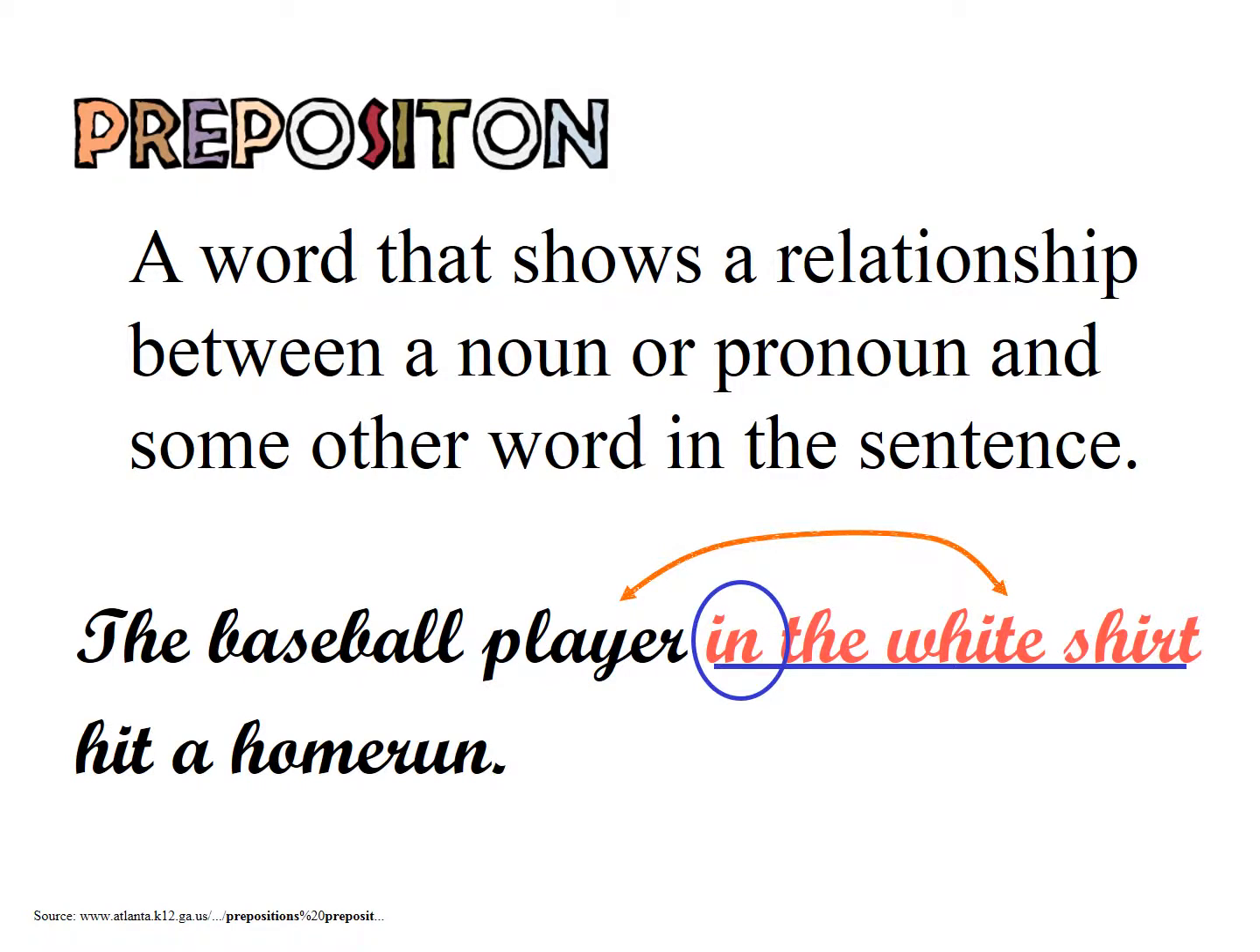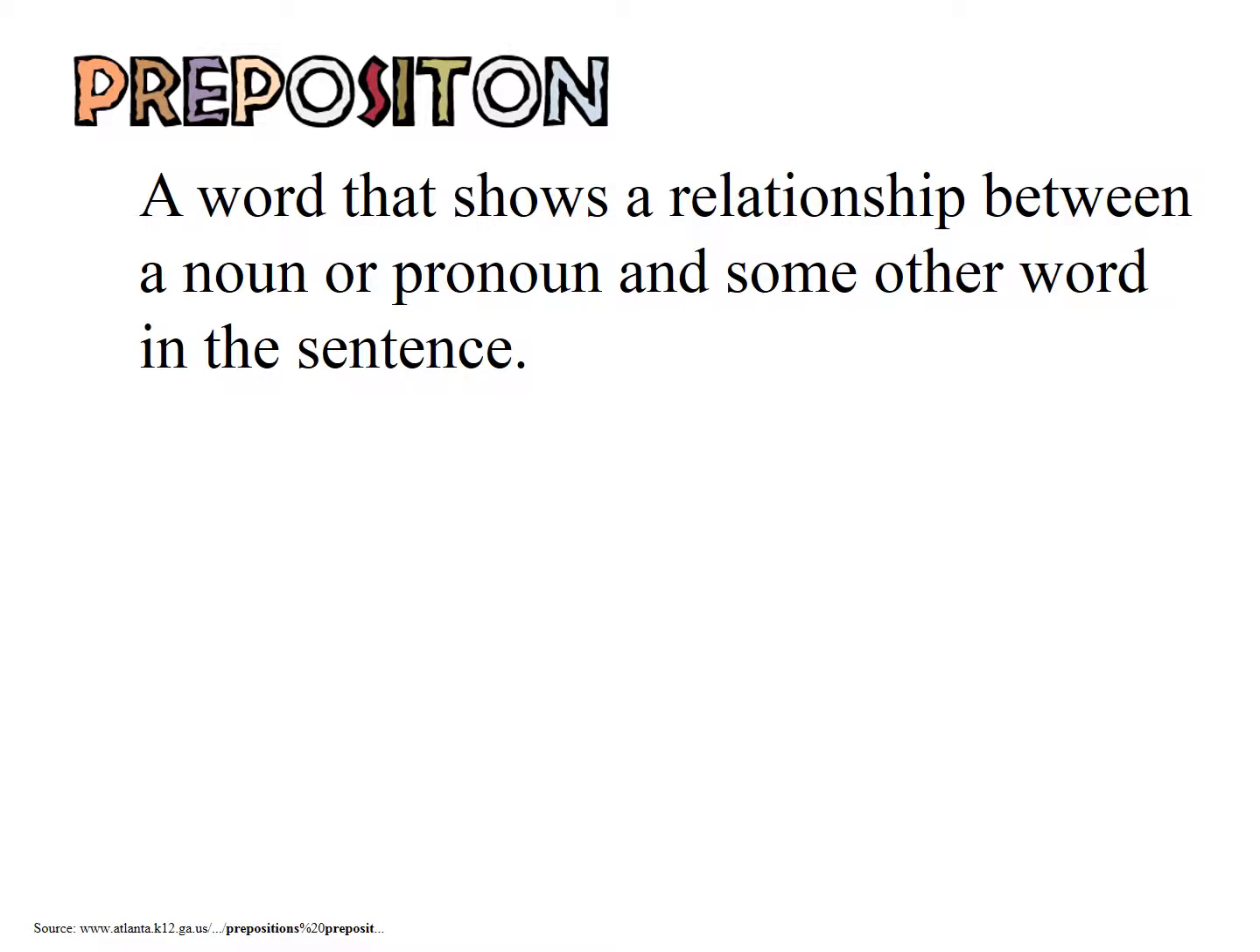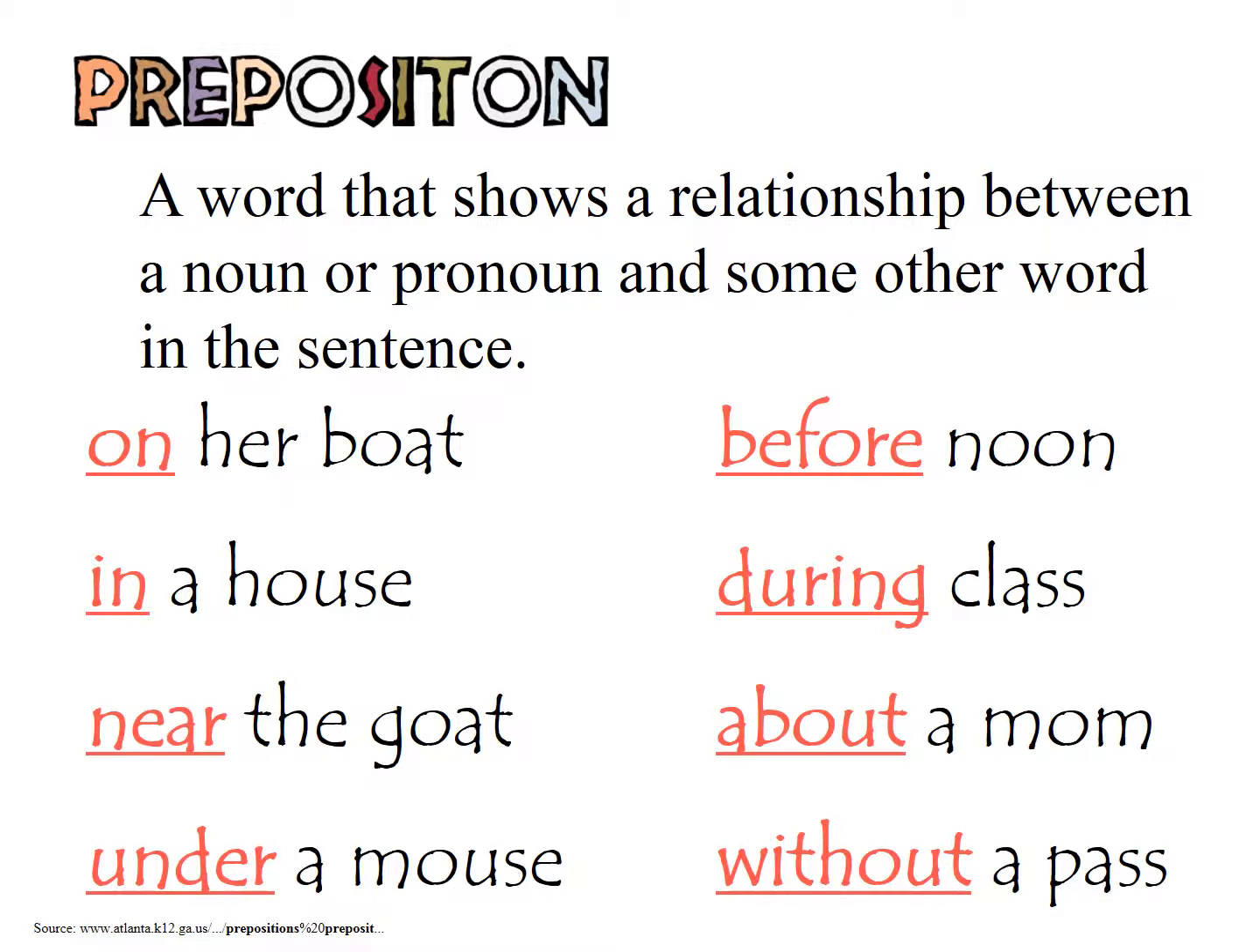with all of our example phrases here. So what we have here is on her boat, in a house, near the goat, under a mouse. So this here is the object of the preposition word. So here's our preposition word, and then the noun or pronoun that ends it is the object of that preposition. And then the last one is without a pass.